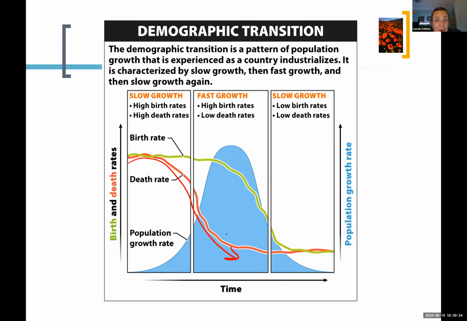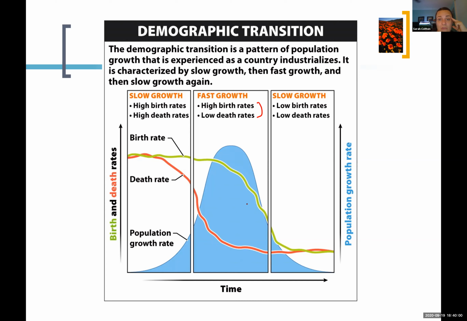But part of the problem with that is if birth rates remain high, what happens to the overall population growth? Well, if there's a big gap between birth rates and death rates, that means you have really fast population growth. Okay? All right. Well, eventually, birth rates kind of catch up with death rates. Eventually, birth rates go down.